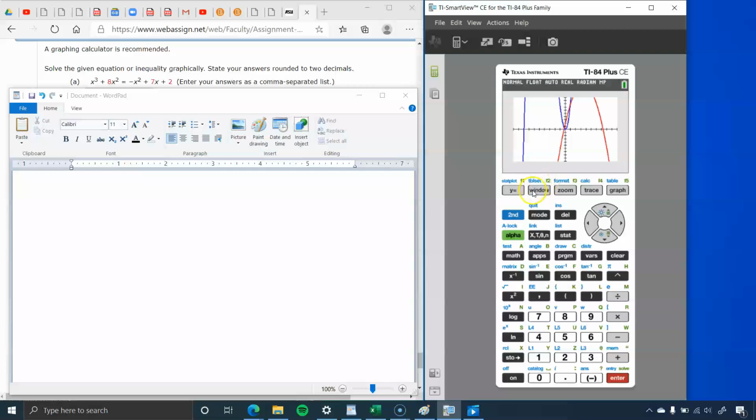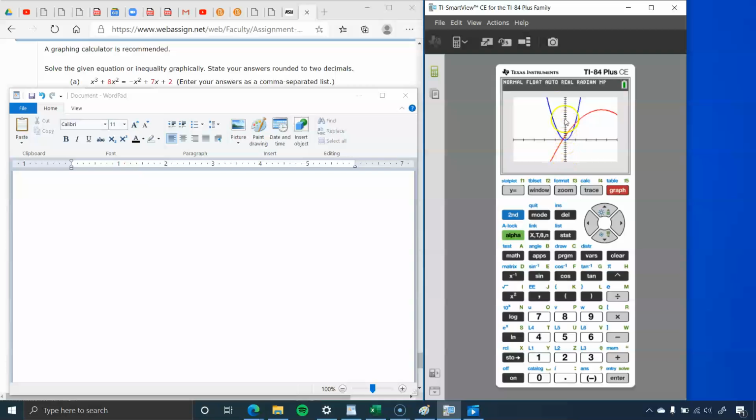Okay, so I'm going to hit window. So for my x, I'm going to look negative 5 for the min, 5 for the max. And for the y, I just want the y max to be higher. Let's try maybe 20. Okay, let's see what the graph looks like. Okay, that's a little better. So I'm seeing two intersection points.